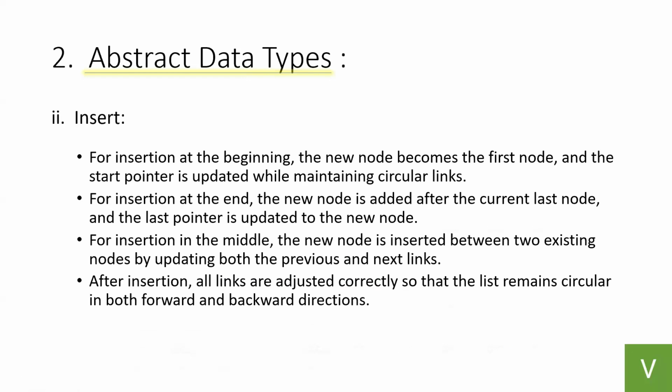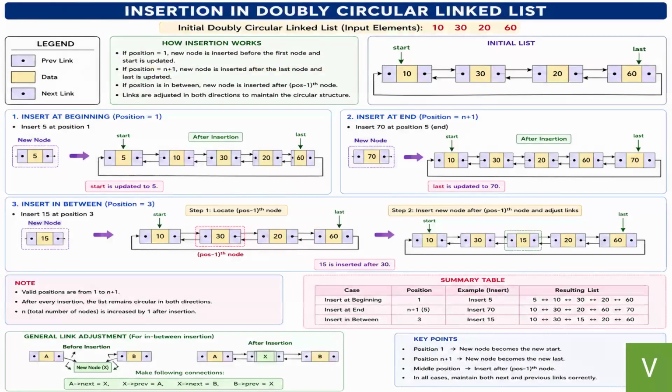Now let us look at the abstract data types. Let us perform the insertion function of a double circular linked list. To perform insertion for a double circular linked list, there will be three cases. The first one is insertion at the beginning. The second case is insertion at the end. The third case is insertion in the middle. So first let us see the example and then I will explain these points.